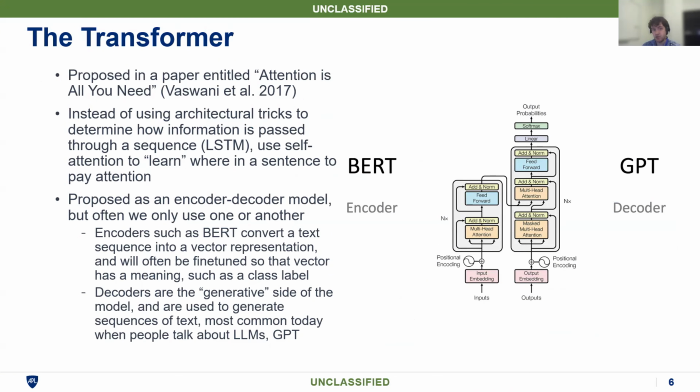Basically, instead of using architectural tricks to determine how information is passed through a sequence, such as a gate, we use self-attention to learn where in a sentence you should be paying attention to, depending on where you are. The easiest way of describing this is if you're a pronoun, like let's say it, the cat in its house, the cat in its hat. It doesn't really make sense for it to be looking at in because in doesn't have much of the important context. What it wants to look at is the noun, and the noun in this case is the cat.